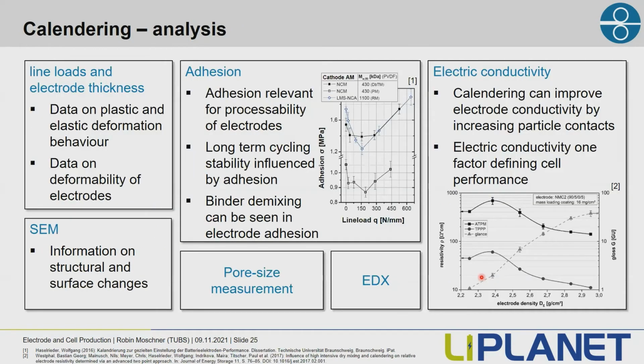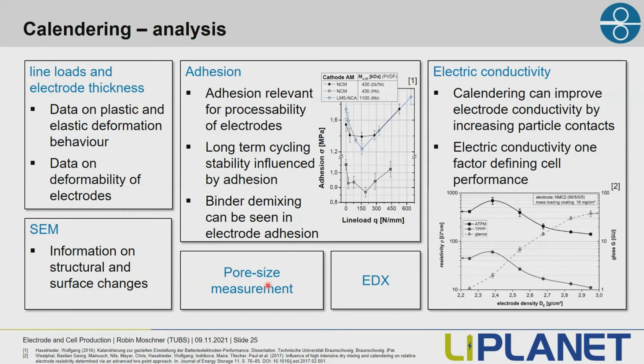Analysis methods for the calendered electrodes are very similar to those of the dried electrodes, like adhesion measurements, which are relevant for the processability, but can also influence long-term cyclability, or electric conductivity measurements, where we see that calendering usually improves electrode conductivity. As you see here in the diagram, first the electrode resistance increases a bit because of particle rearrangement, but then we decrease the resistance of the electrodes by calendering it. We can also track line loads or the electrode thickness to get data on the plastic and elastic deformation behavior or deformability of electrodes. And we can again do SEM, EDX, or pore size measurements.